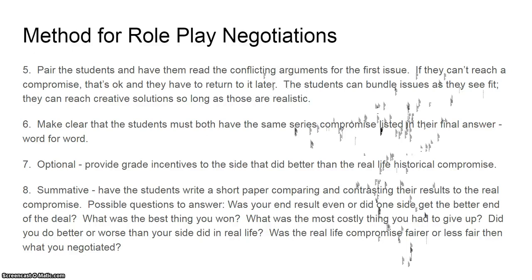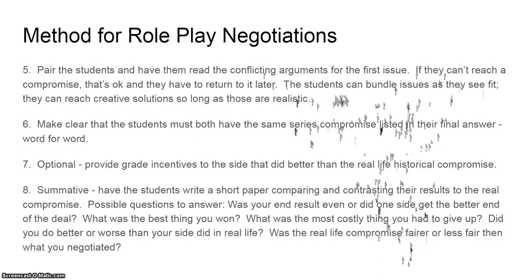They can just stare at each other and say, well, I think California should be a free state, and the South say it should be a slave state, or it should be split. And they can just stare at each other, and they can be stubborn if they so choose. The students can bundle issues as they see fit. For example, if they can't come up with a compromise on just number 1, maybe they get something that they want in number 1 and give up something they want in number 2. And they can reach creative solutions so long as those are realistic.